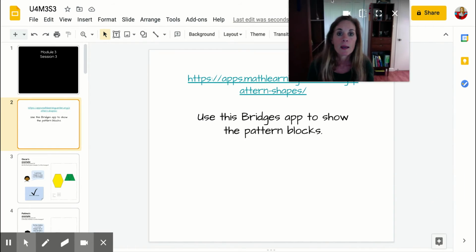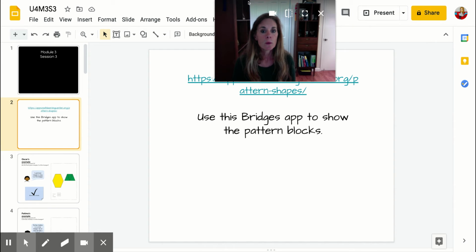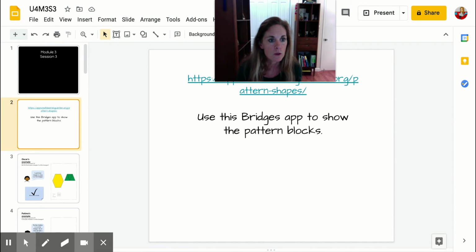Hello. Today we are going to be working with pattern blocks to get a sense of how many pieces make up a whole. And the way that we're going to do that is we're going to use this link right here. So this is an app that you may have. It's called the Pattern Block app.